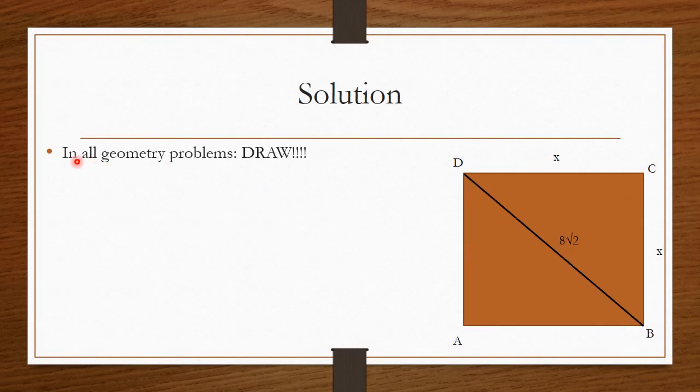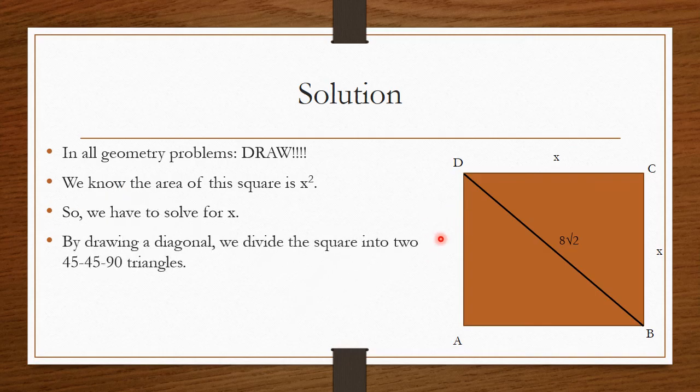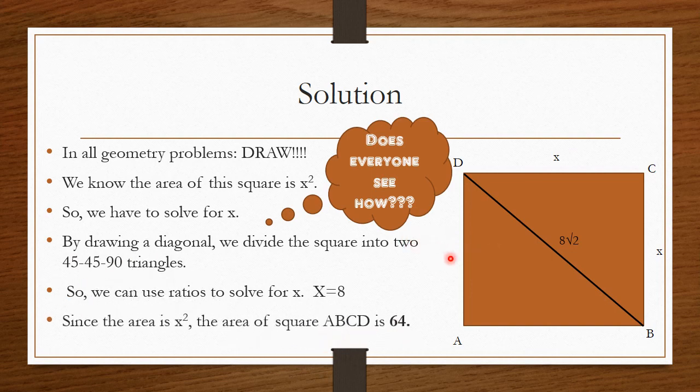Here's a tip: draw a figure, which you should always do. The area of a square is x squared, so we have to solve for x before we can do anything. By drawing the diagonal, we're dividing it into 45, 45. Here's a 45, here's the other 45. Here's a 45, here's the other 45. So this is 45, 45, 90. This is 8 root 2, so this must be 8. Since the length is 8, the area must be 64.